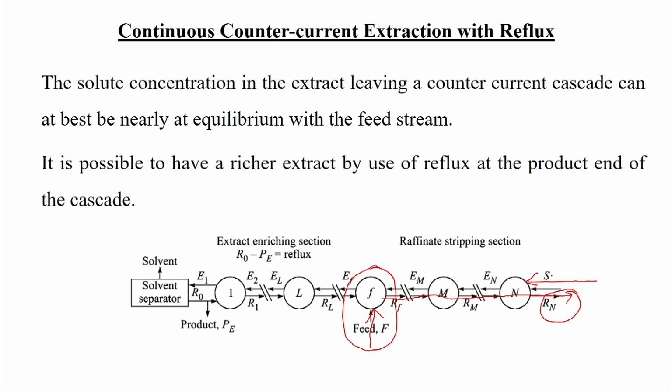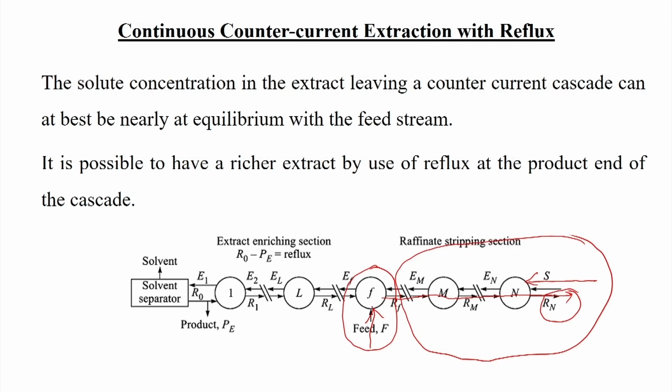This is a counter current operation, but the feed is not added at stage 1. It is added somewhere in between, to increase the extraction efficiency also. Suppose the extracting solvent is added in the nth stage. So, this part is common; we can say the raffinate stripping section is common.